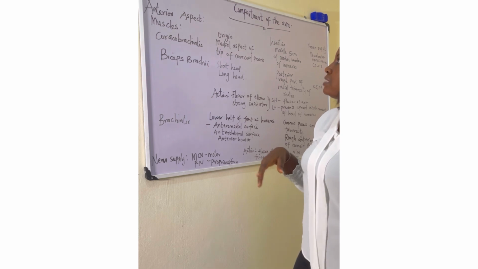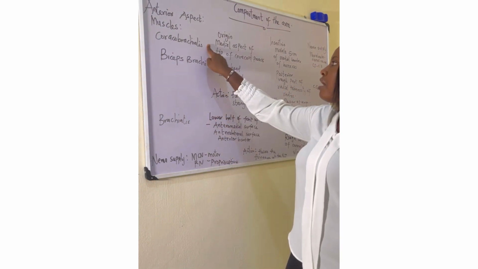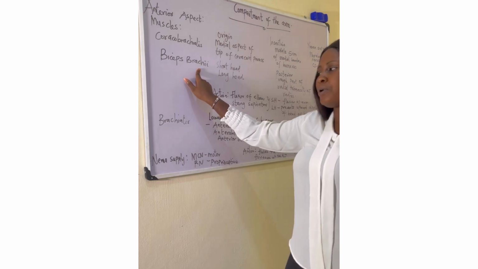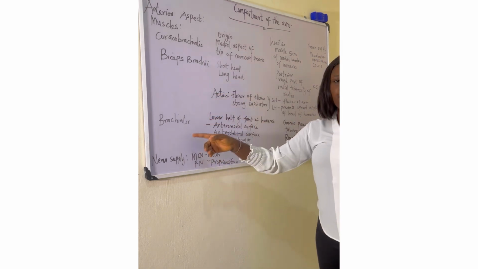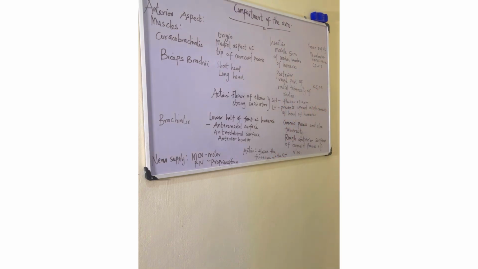In the anterior aspect of the arm, we have three muscles: the coracobrachialis, the biceps brachii, and finally the brachialis muscle. So the first one is the coracobrachialis.